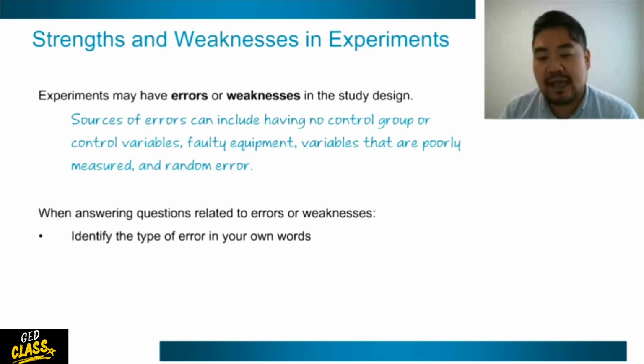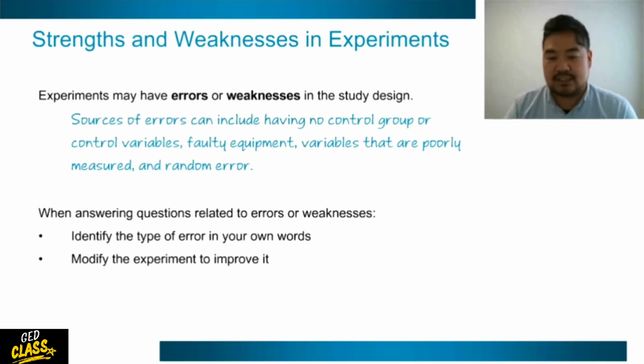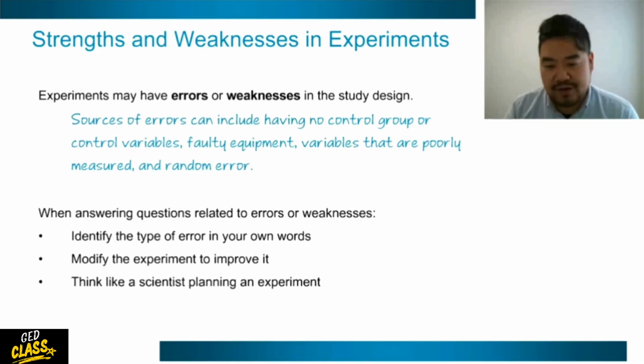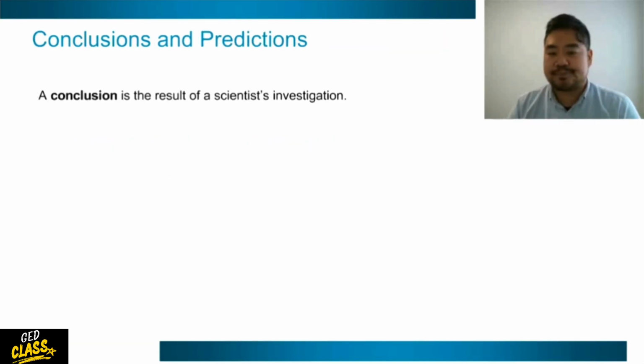So when you're looking at questions that are asking you to find the errors or the weaknesses in the experiment, identify the type of error in your own words. Put it in your own words first before looking at the answer choices. Then see if there's some way to modify the experiment to improve it, and think like a scientist planning an experiment. Like, if I was planning this experiment, how would I have changed this? What would I have done to make sure my data is going to be strong?